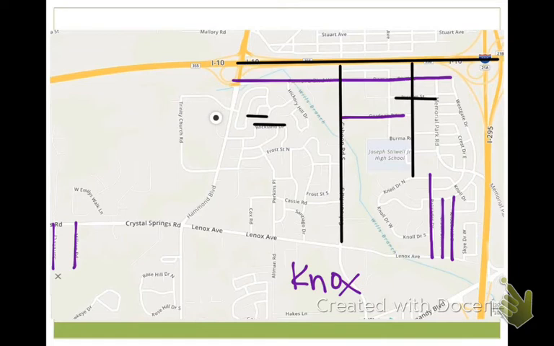Why aren't some of these straight? What do you think? What would make a builder not make the road straight? Trees, houses that are already built. What else? Pipelines that are run underground. There's also water, right? There's water to account for, septic tanks.